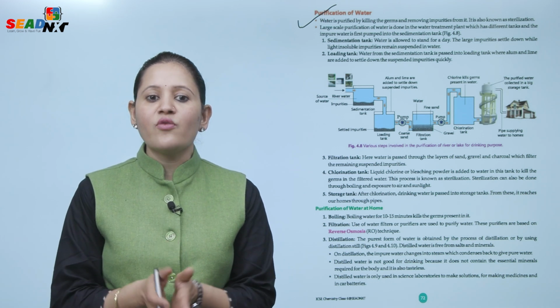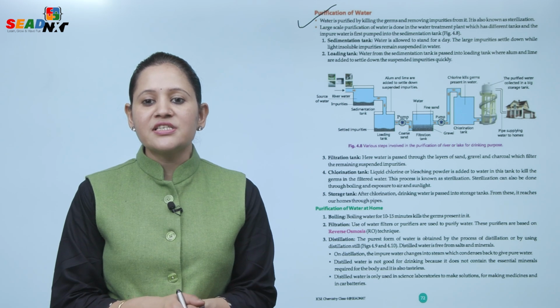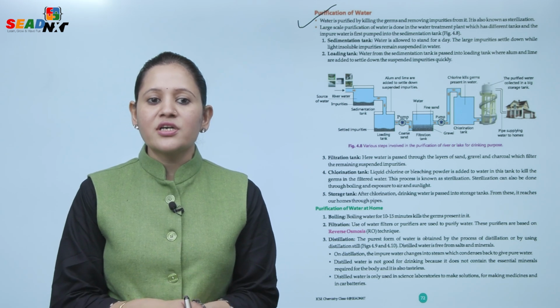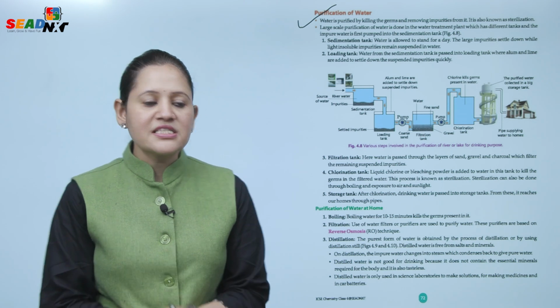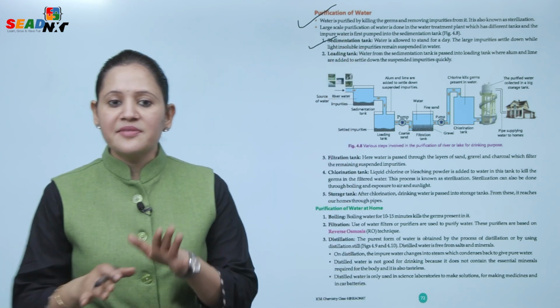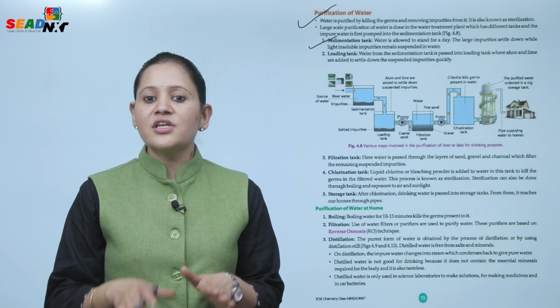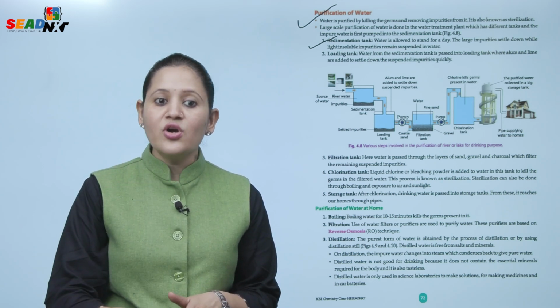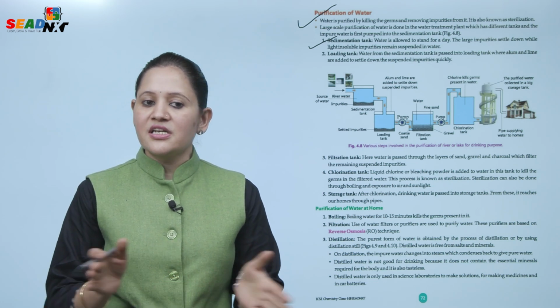Large-scale purification of water is done in the water treatment plant, which has different tanks, and the impure water is first pumped into the sedimentation tank. First is sedimentation tank. In sedimentation tank, water is allowed to stand for a day so that the larger impurities can settle down while the light insoluble impurities remain suspended in the water.